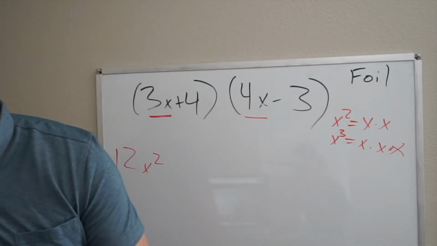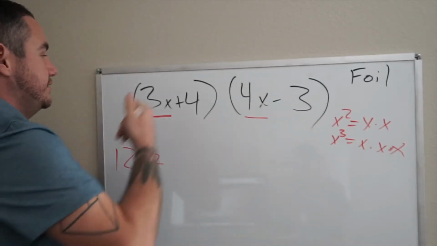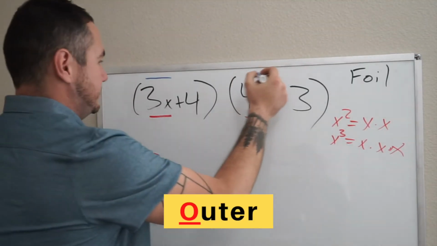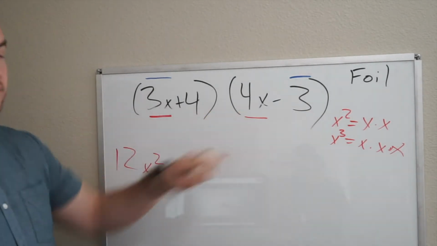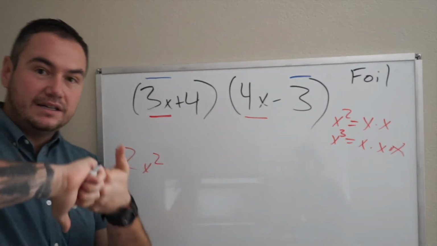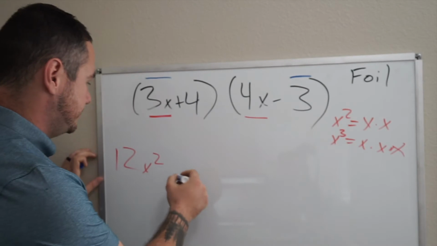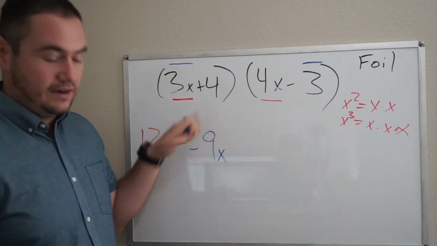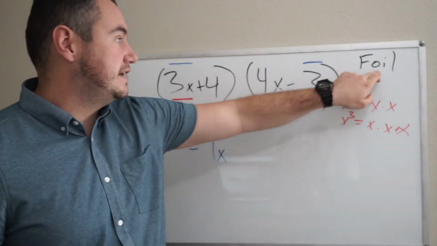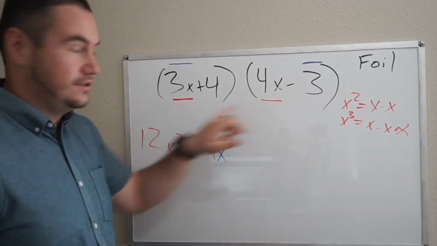Next, we're going to scoot one over. We're going to do 3x times negative 3. Very important there. So 3x times negative 3. A negative times a positive is going to result in a negative number. So we get negative 9x, because the x still comes along for the ride, right? Now we've done our first and outer. So these are the two outer numbers.